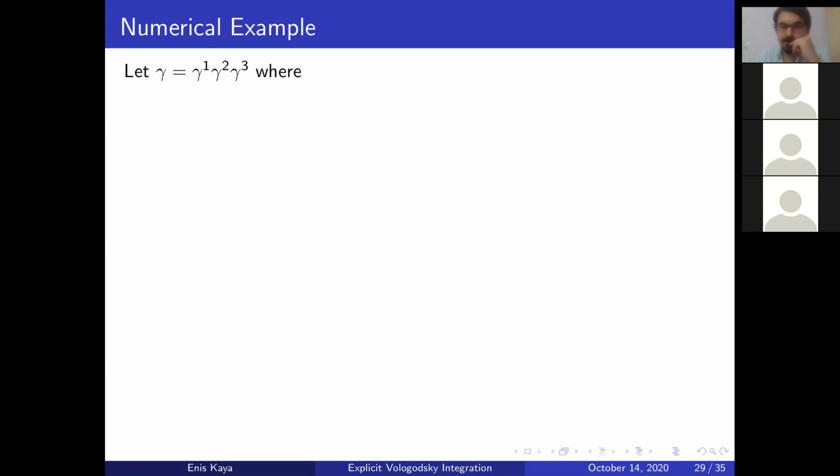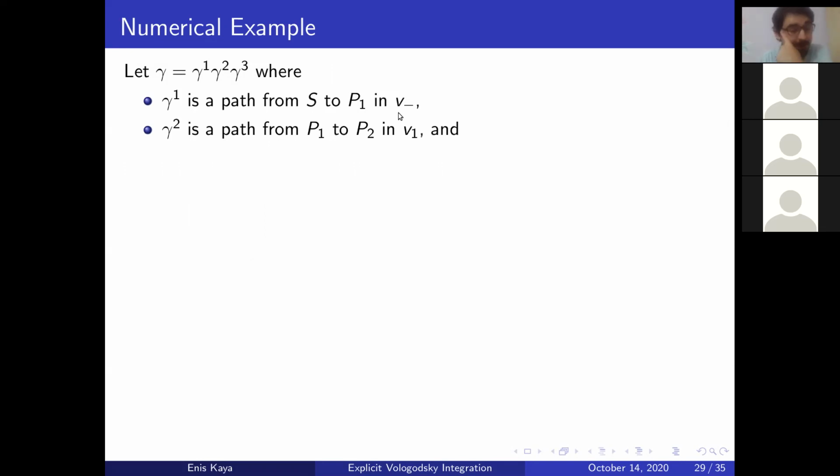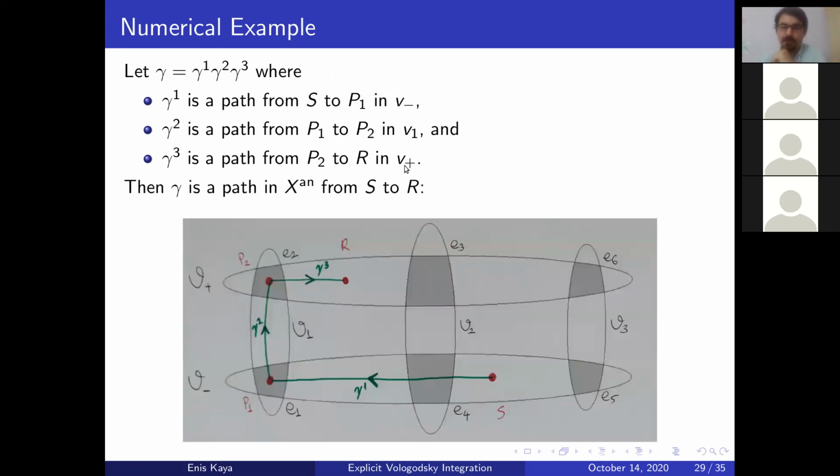Okay, I am just picking my gamma as the concatenation of gamma 1, gamma 2, gamma 3, where gamma 1 is a path from S to P1 in V minus, gamma 2 is a path from P1 to P2 in V1, and gamma 3 is a path from P2 to R in V plus. I mean, it is not easy to follow in this shape, so let me give you this picture. Here we have S, here P1, P2, and R. I'm just saying that this is gamma 1, this is gamma 2, and this is gamma 3. And as you see, the union of these three smaller paths is just a path from S to R. So this is exactly what we want to do.